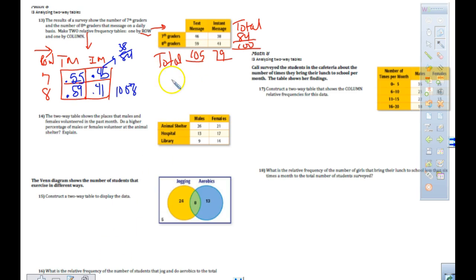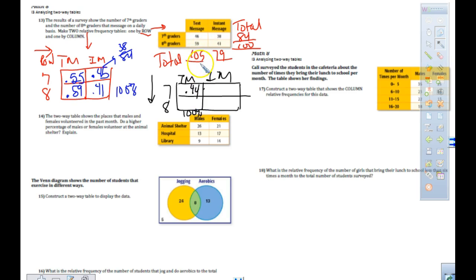Next, I'm going to make the same table: text message, instant message, 7th graders, 8th graders. And today on your project, I only ask you to make one of them, okay? But now, you're going to divide by 105. So I take 46 and divide by 105, because I'm finding the column relative frequency. That gives me 0.44, right? It's not going to be the same as here, because I'm not dividing by the same numbers. This would be my 100% down here.